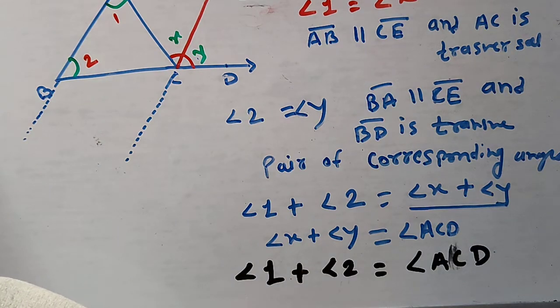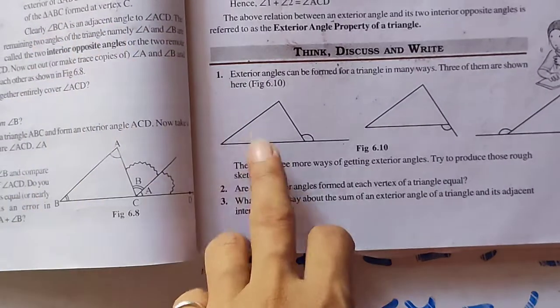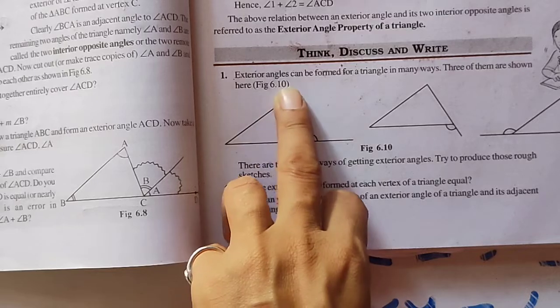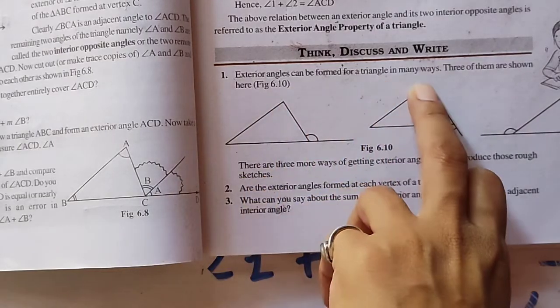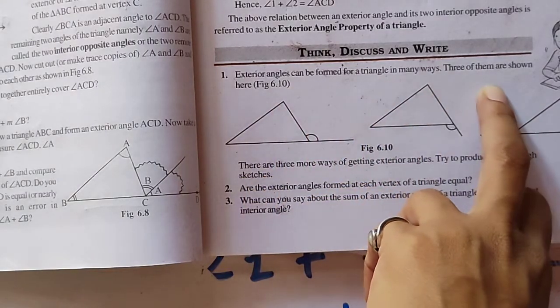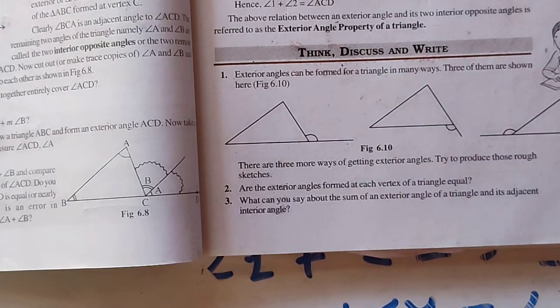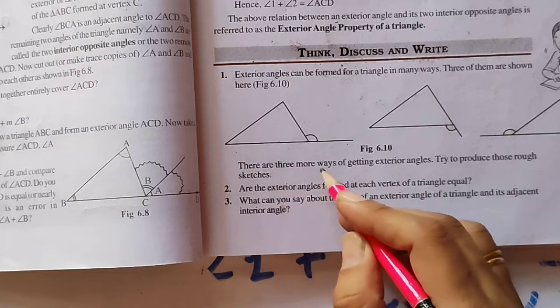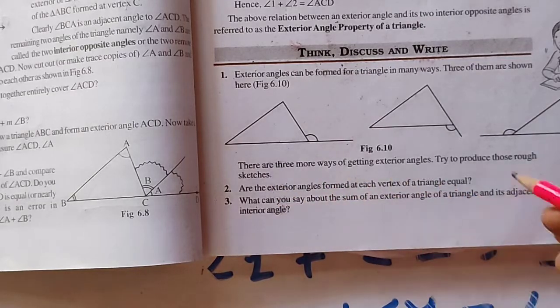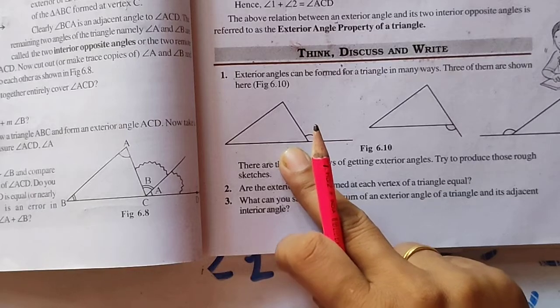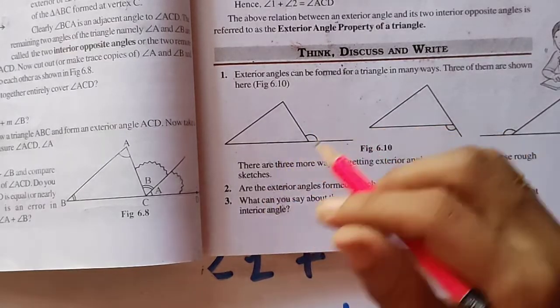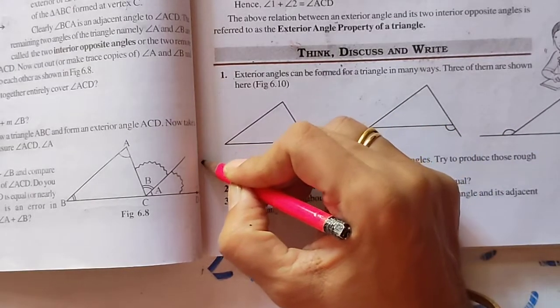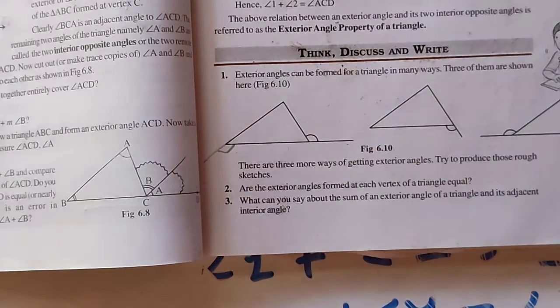Now see in your textbook, an exterior angle can be formed by a triangle in many ways. Three of them are shown here. There are three more ways of getting an exterior angle. Try to produce this rough sketch. Draw this diagram. Suppose you extend this side, so we get this exterior angle.